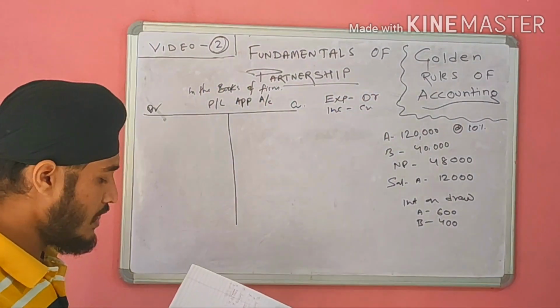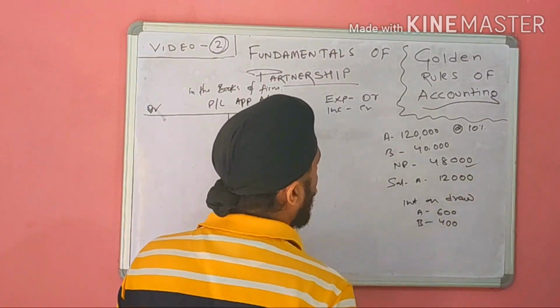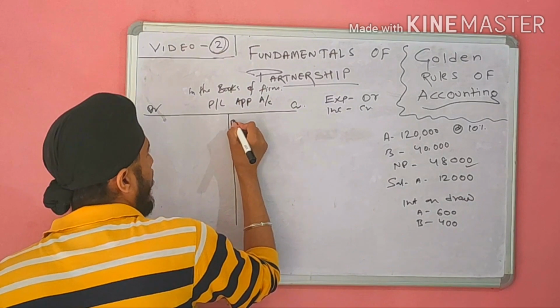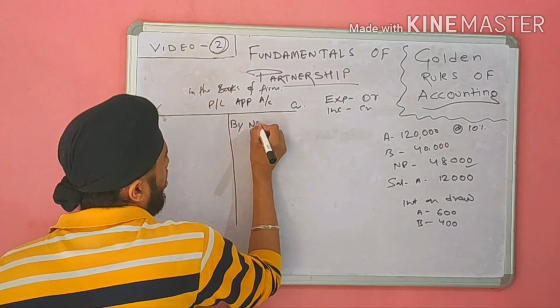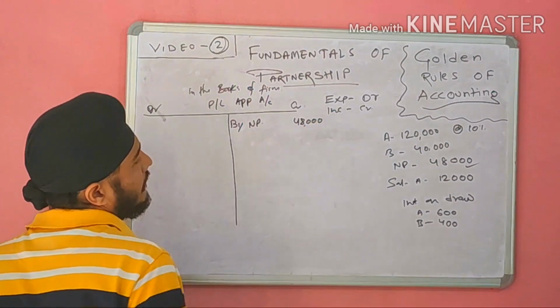Okay, one by one we put the items in the PL appropriation account. So first we put net profit. Net profit is income, so it will come on credit side. We write by net profit. How much is the amount? 48,000. I think it's clear to everyone.